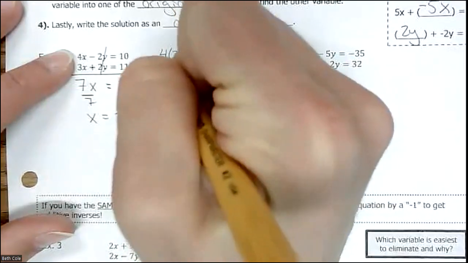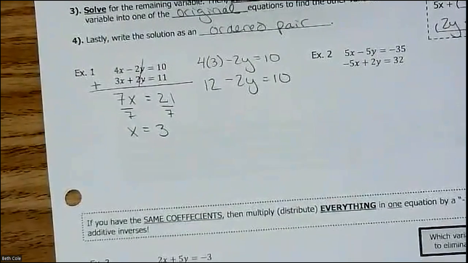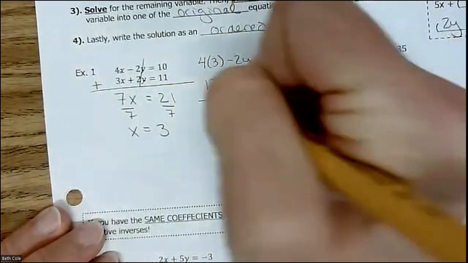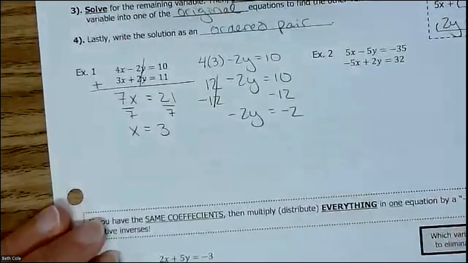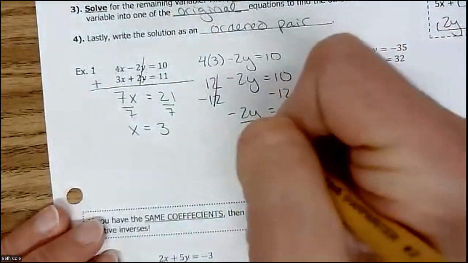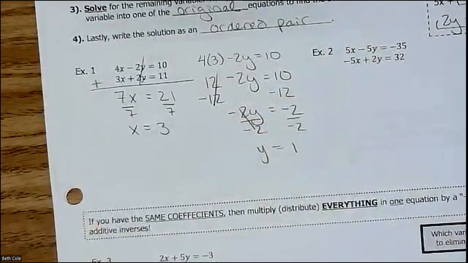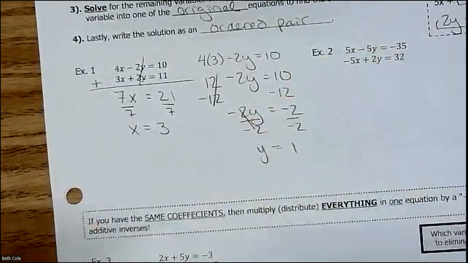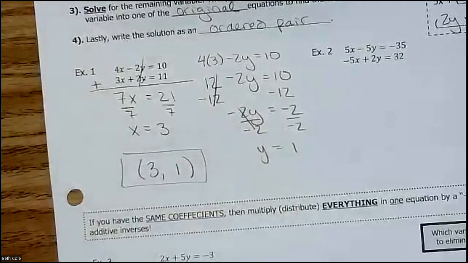4 times 3 is 12 minus 2y equals 10. And then what? You want y by itself. Not add 12. Yep. Subtract 12. Negative 2y equals -2. Divide by -2. Why is it +1? Now you have to write it as an ordered pair, and it's x comma y, so don't get it backwards. It would be 3 comma 1. And if you graph them, that's where they would intersect.